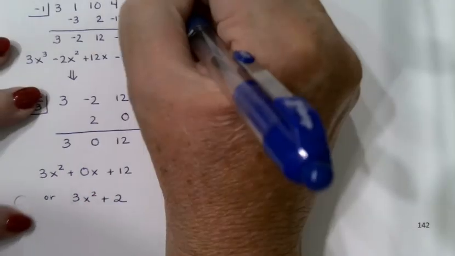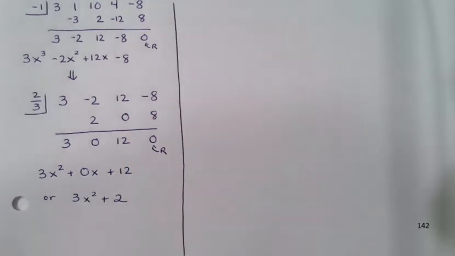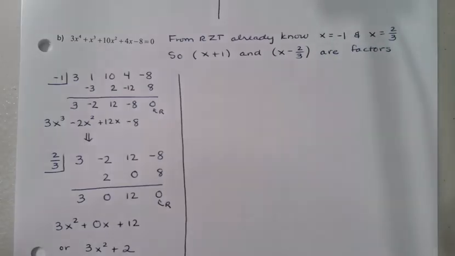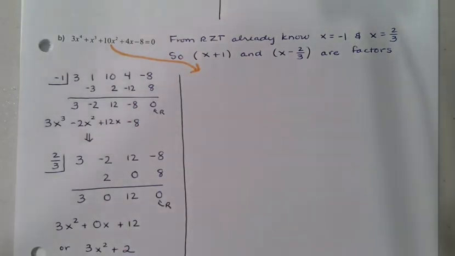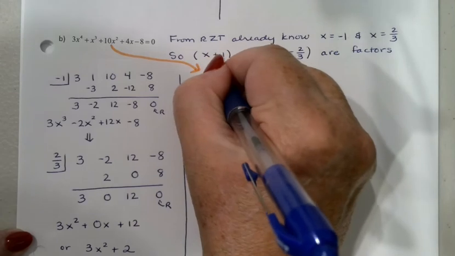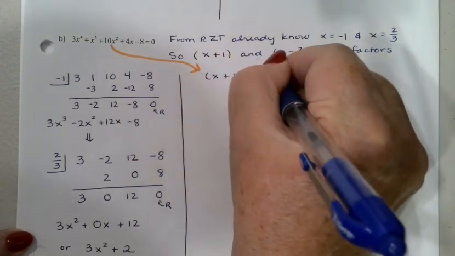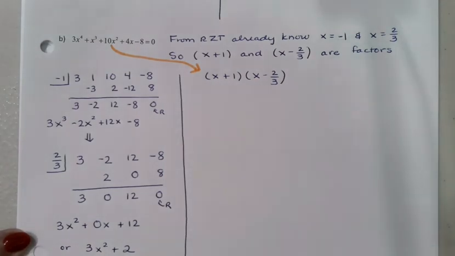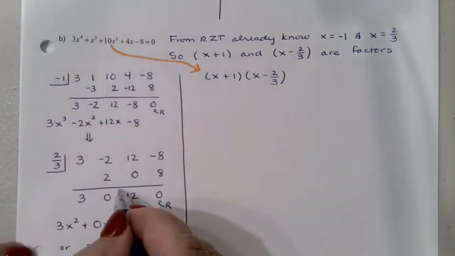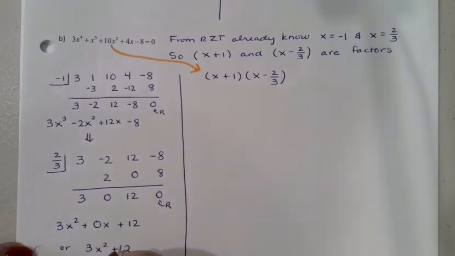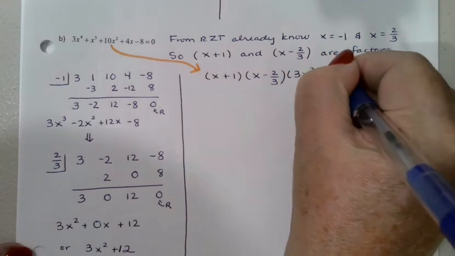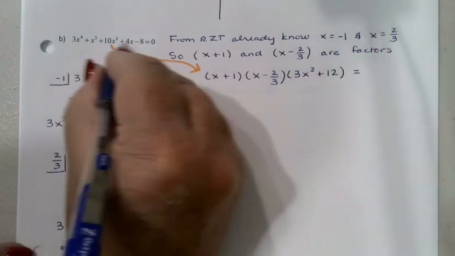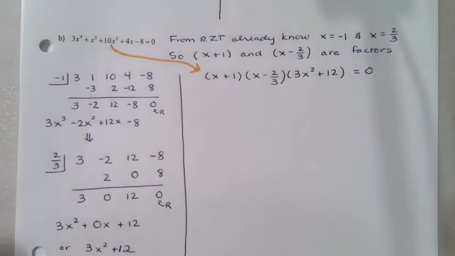All right, so I am ready to turn all of this now into a factored form. I have got my original equation. I now know that I can write factors x plus 1 and x minus 2/3. And then after dividing both of those factors out, whoops, that was 3x squared plus 12, sorry about that. I ended up with 3x squared plus 12. So that's a factored form of all of that, which then still has to be equal to 0.